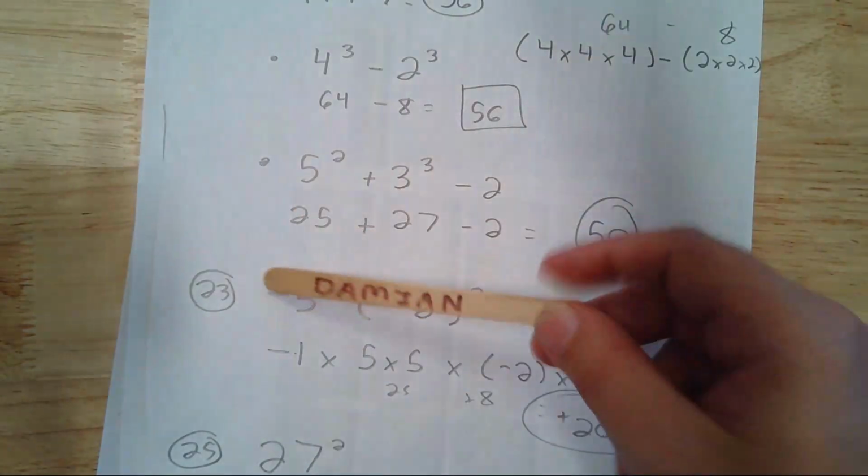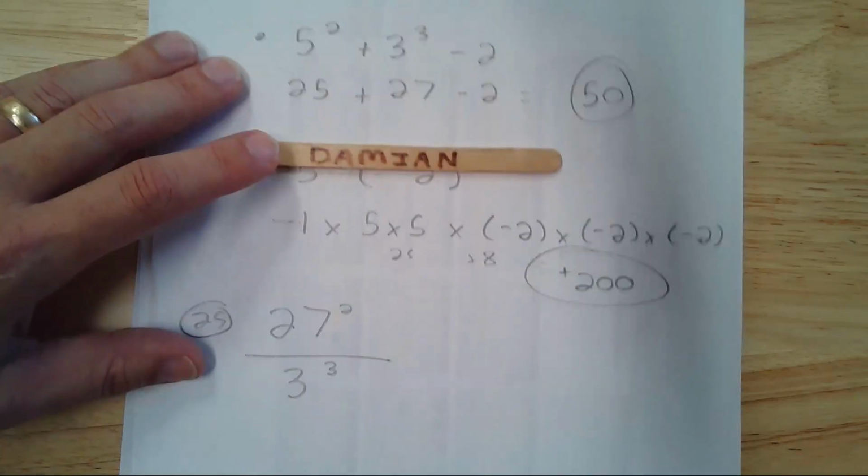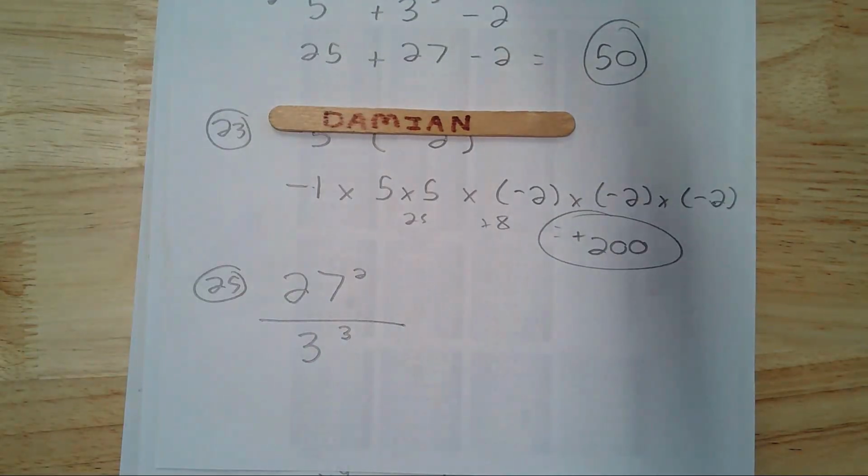Final answer. Damien, what are you thinking? I'm working on it. Damien's grinding it out. Not done. I am grinding. I just did the top one. Frankie?